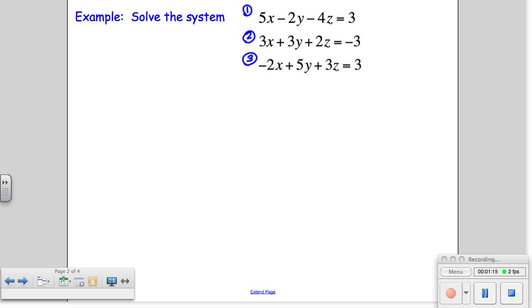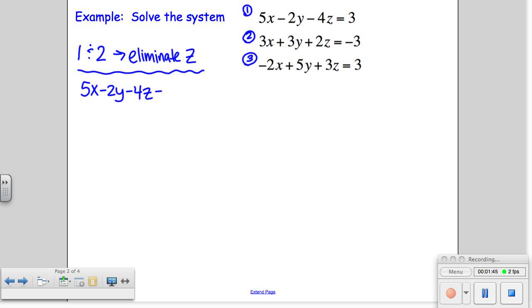Now, I'm going to pick 2 of those equations, and I'm going to start with equations 1 and 2. And I'm going to pick a variable to eliminate. Now, I can pick any variable I want. I'm just going to eliminate the z. Now, to eliminate the z in equations 1 and 2, I'm going to have to multiply equation 2 by a 2. So equation 1 is going to stay the same. And equation 2 is going to turn into 6x plus 6y plus 4z equals negative 6.